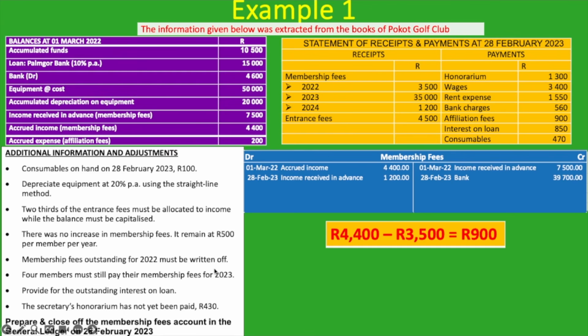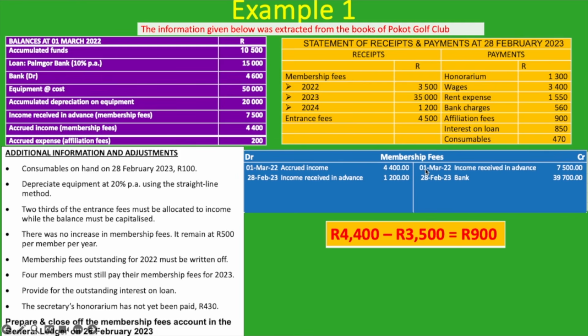Remember, in 2022, they owed us 4,400 for the services we provided in 2022, and in 2023 we were paid 3,500 Rand. And so we calculated that and we saw that there's a balance of 900 Rand. And what are we told here? We're told that we must write it off completely. And so how are we going to write it off, and which side are we going to write it off? Well, remember here we have 1 March 2022 accrued income, meaning income that I'm owed from the previous financial period, 4,400 Rand. Now we know we didn't receive the full 4,400 Rand. How much did we receive? 3,500 Rand.